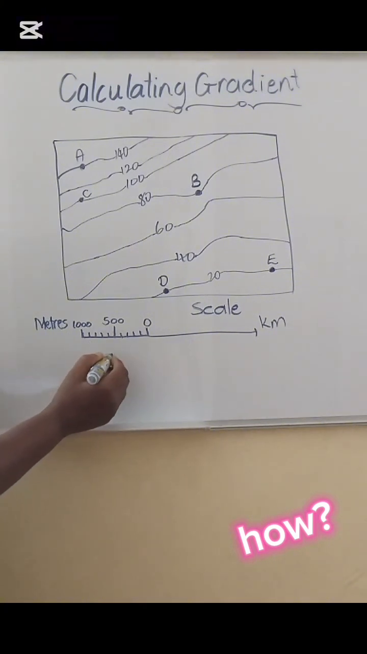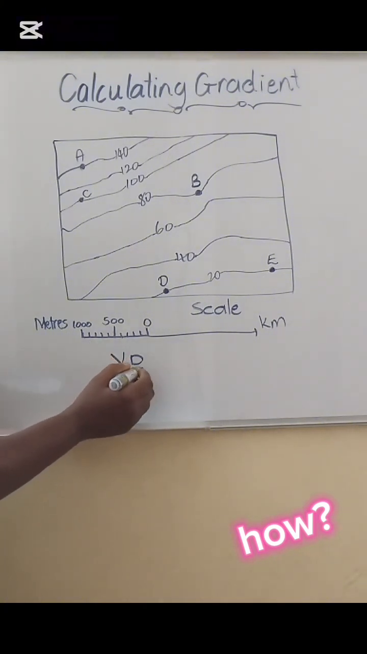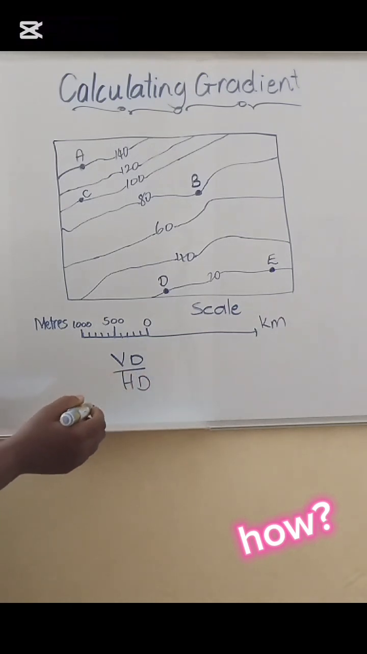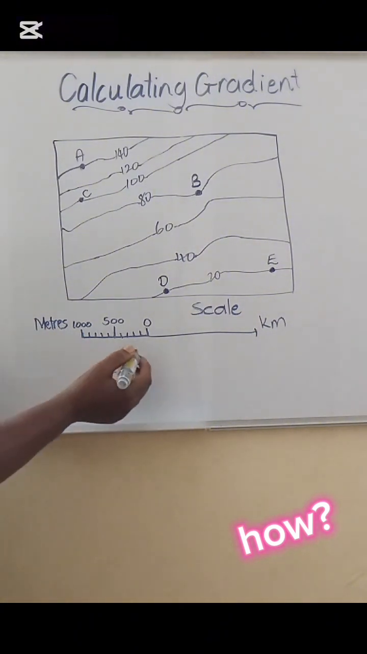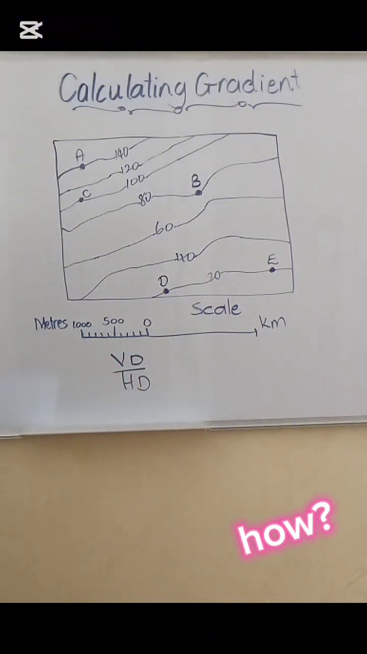So VD over HD. And we know that the gradient is given as a ratio. Okay? Alright. So how do we get the vertical distance? We get the vertical distance by subtracting the smaller contour number from the larger one.